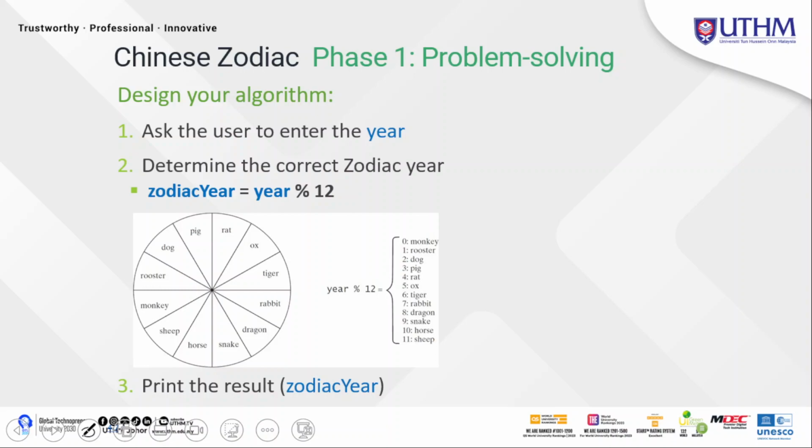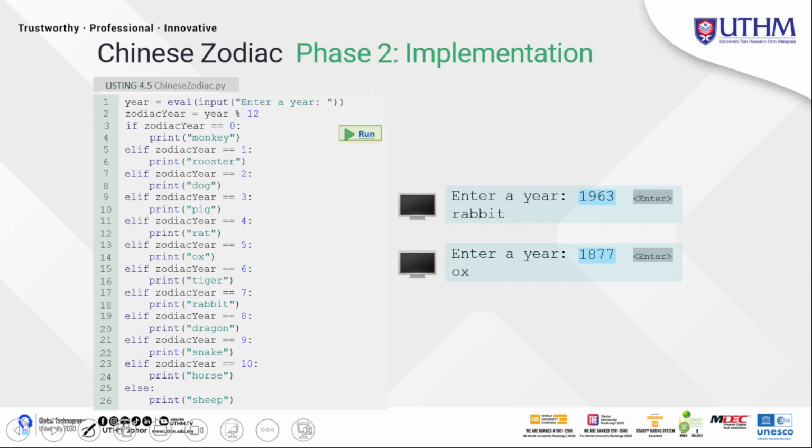Enter user input. Second, process. Zodiac year is equal to year divided by 12, because one cycle is 12 years. And then print the results. So phase 2 is the implementation part.